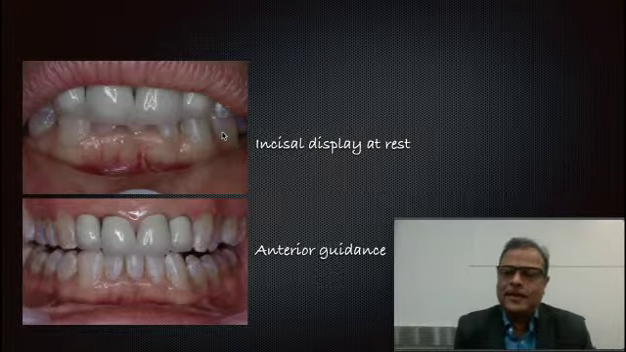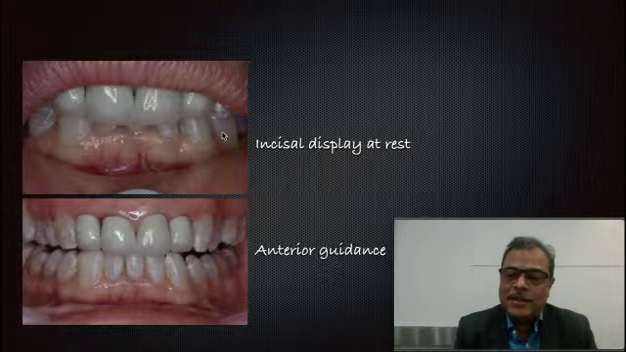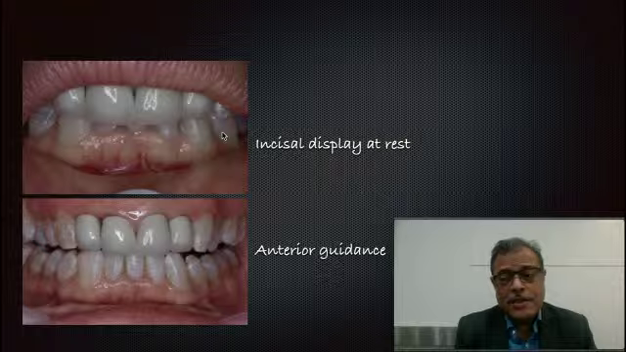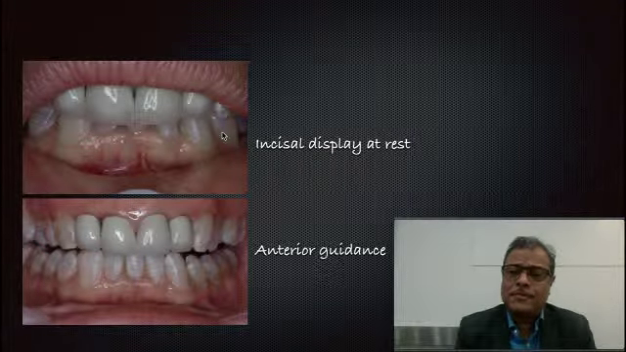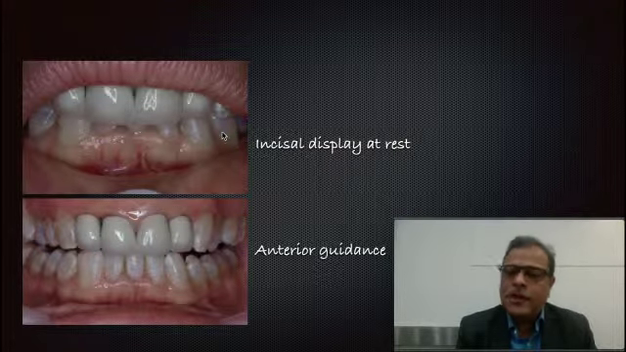Is that aesthetic? And the answer is no. How much should you show? Maybe 1 to 2 millimeters. That means the crown height can actually be reduced. We don't need it for aesthetic purposes, but we need to confirm this with our occlusion as well.